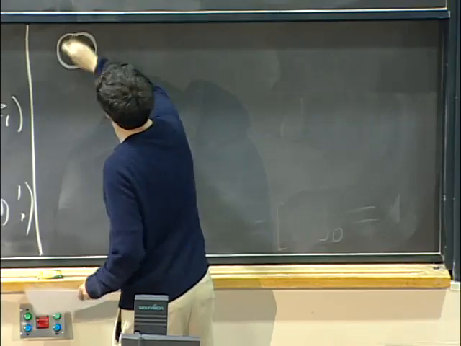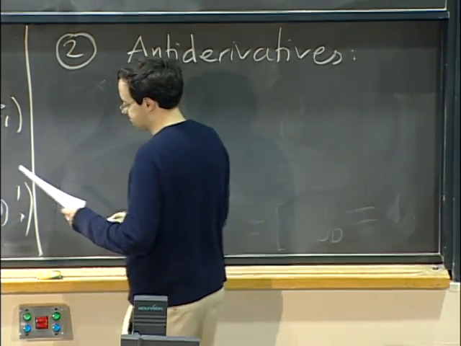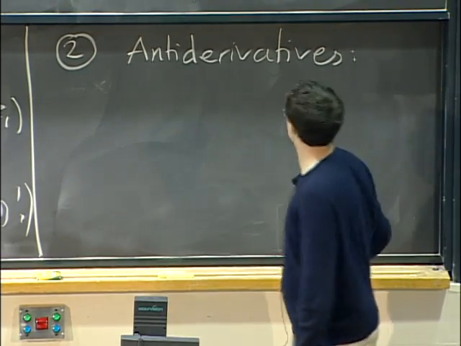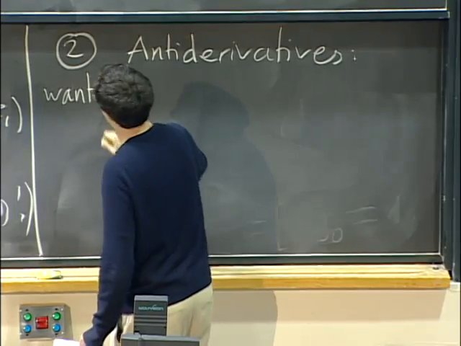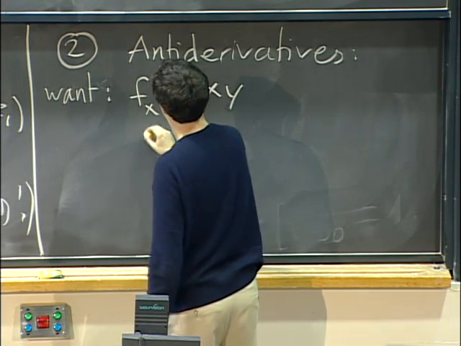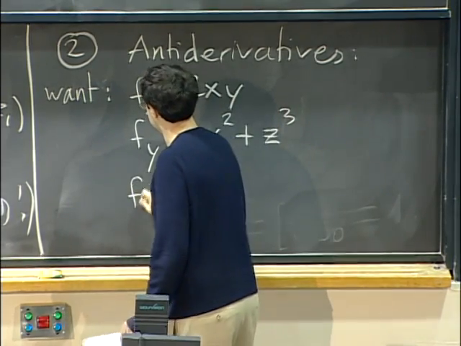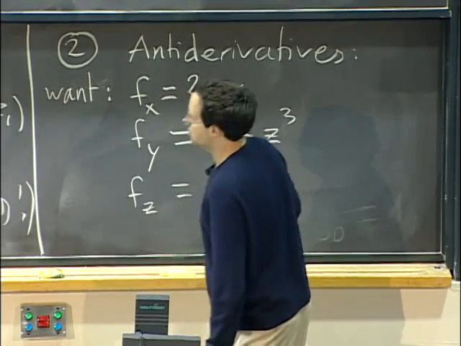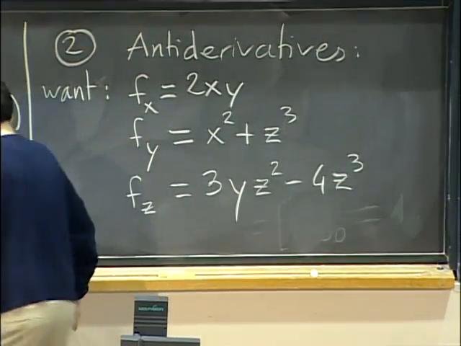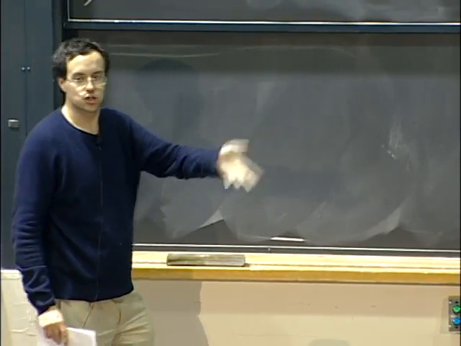Okay, so let's look at the other method using antiderivatives. So remember, we want to find a function little f whose partials are exactly the things we've been given. So we want to solve, well, let me plug in the values of a and b that will work. Okay, so we said a should be 2, so f sub x should be 2xy. F sub y should be x squared plus z cubed. And f sub z should be, so b was 3, so that was 3yz squared minus 4z cubed. So we're going to look at them one at a time and get partial information on the function, and then we'll compare with the others to get more information until we are completely done.